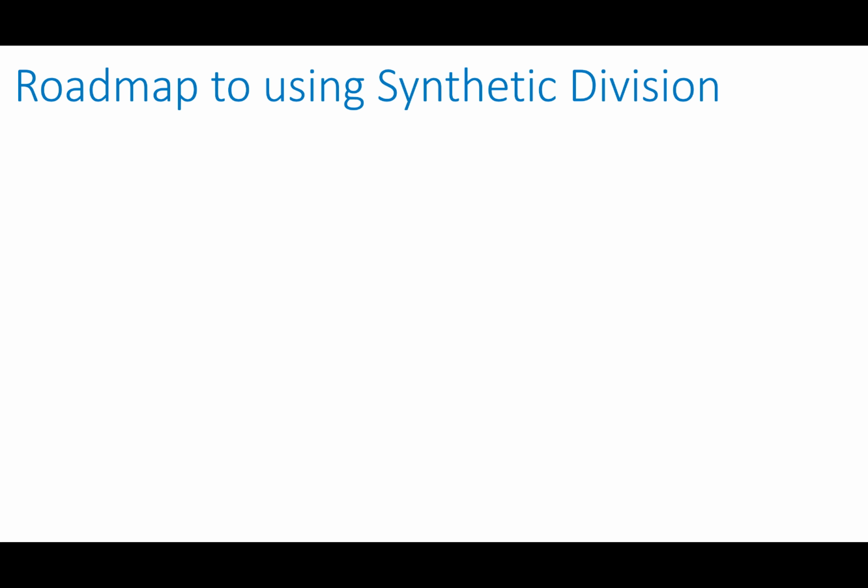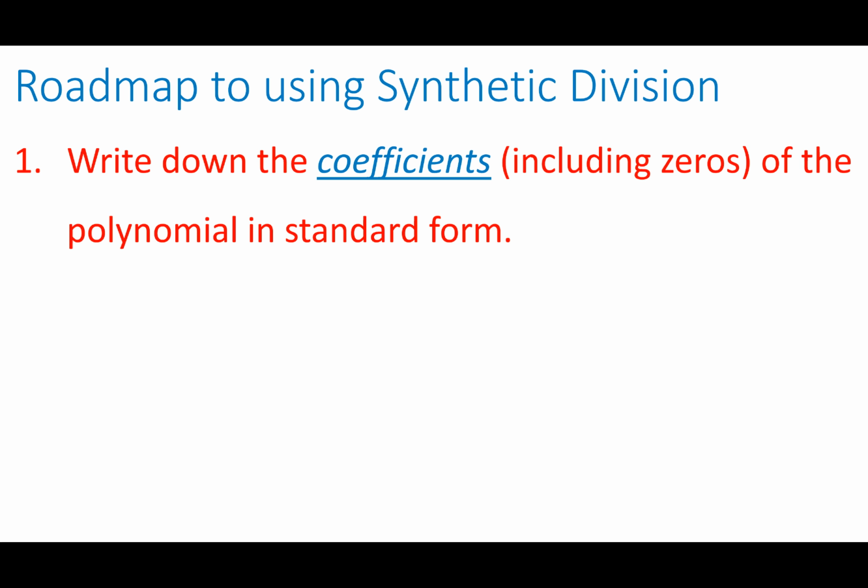So our roadmap to using synthetic division. There's a certain process we have to follow in order to use synthetic division. First step, we are going to write down only the coefficients, including zeros, of the polynomial in standard form. So I only want coefficients. If I had 3x cubed plus 2x plus 7, my coefficients are going to be 3, oops, missed one. There's an x squared that's not here, so I'm going to say 3, 0, 2, 7.